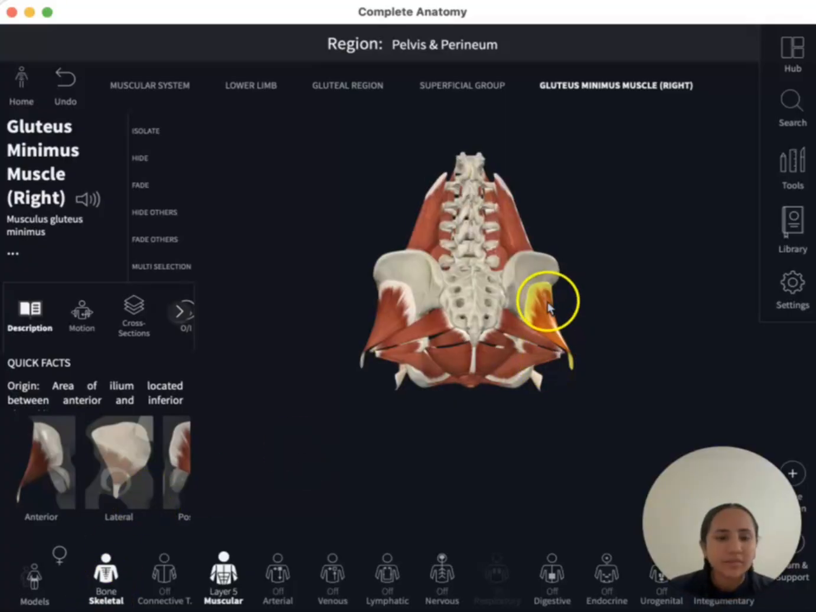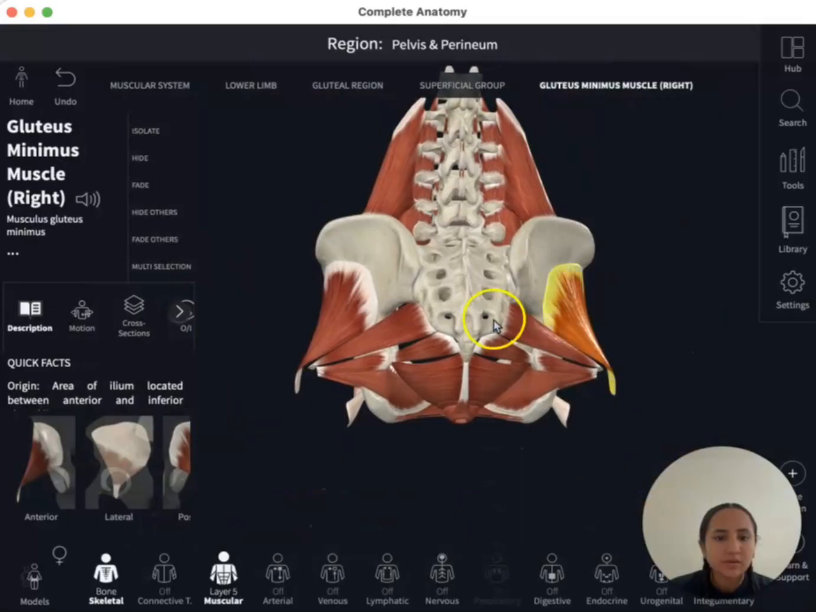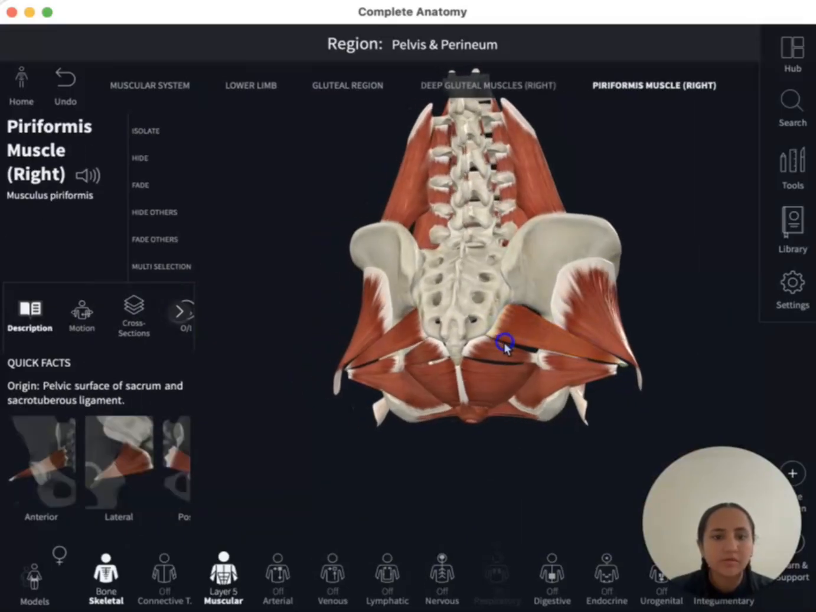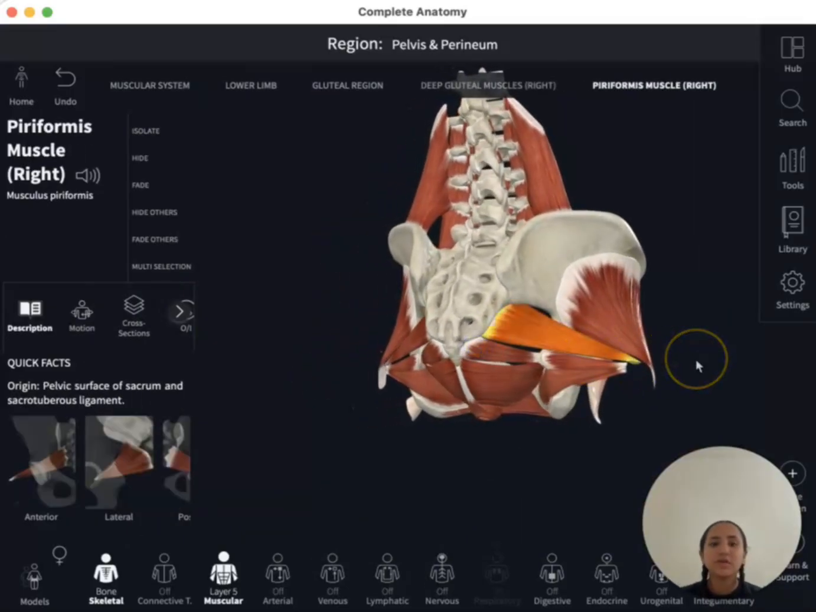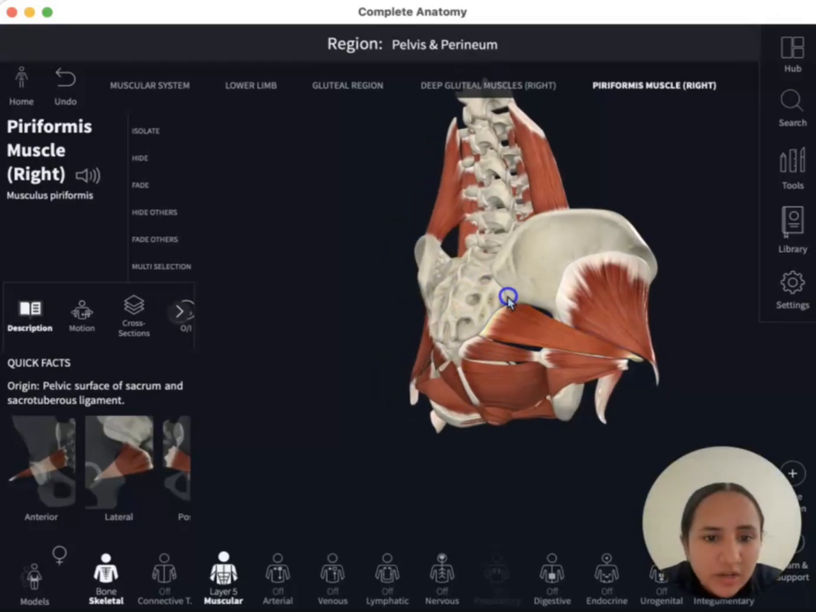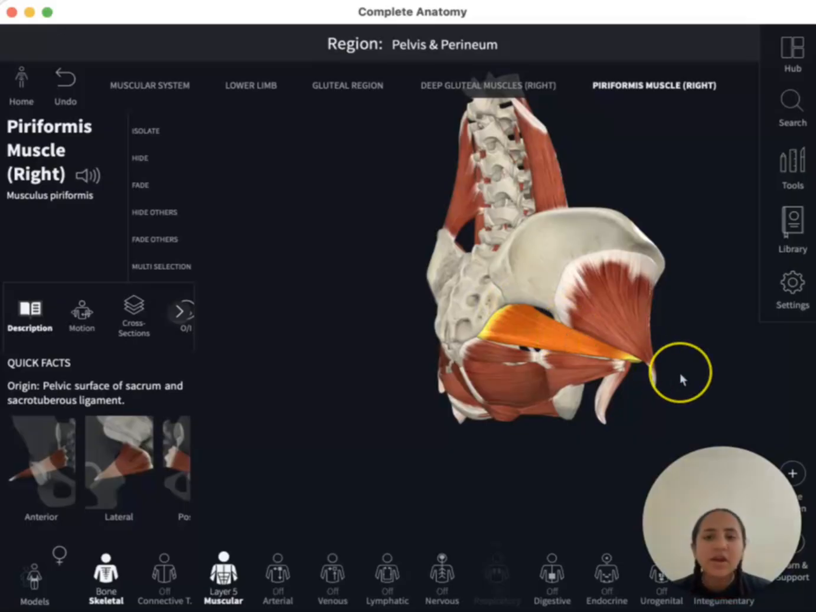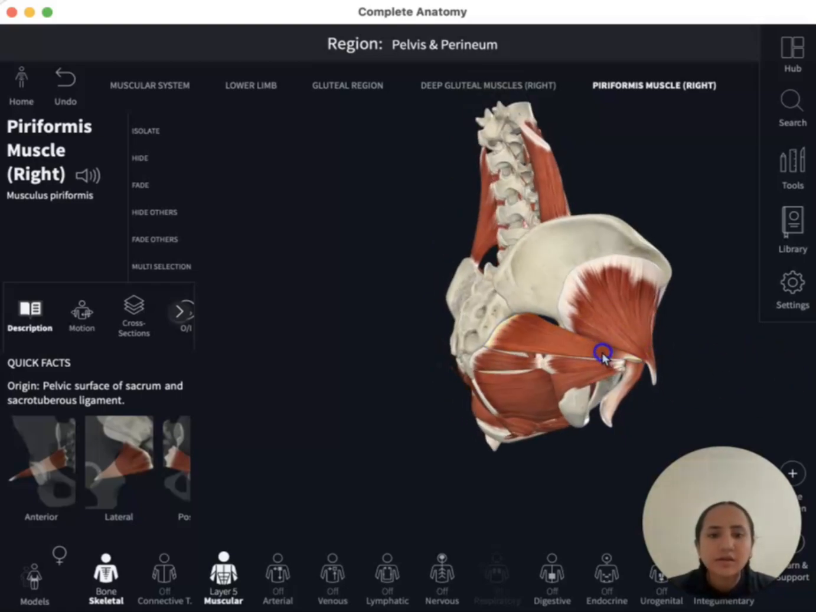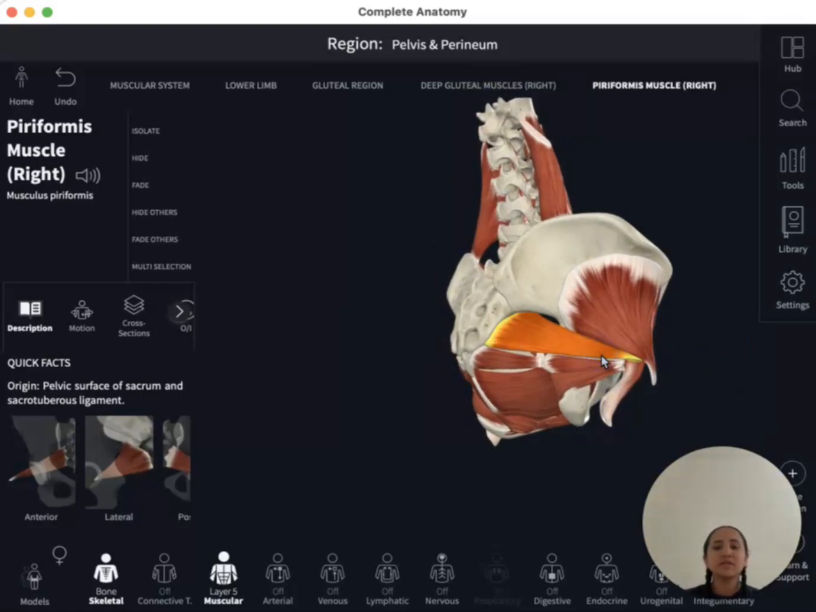Okay, and then the next muscle is going to be right here. Turn it sideways so you can see. So this is the piriformis muscle. The origin is the pelvic surface of the sacrum and then the sacrotuberous ligament. So if you can see right here, origin right there. And then the insertion is the superior border of the greater trochanter of the femur, just like that. The muscle fibers go inferolaterally, so that's downwards and outwards.